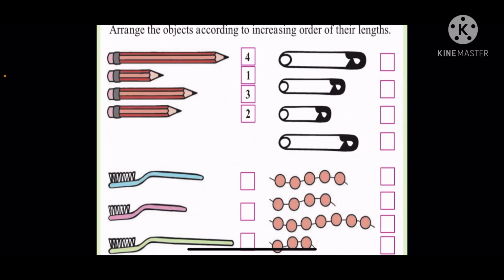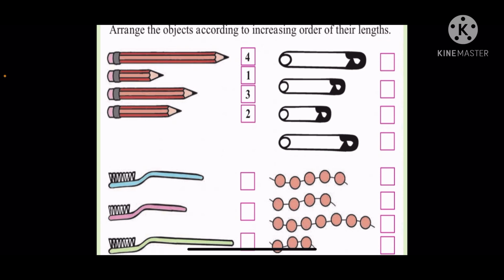Now we move on to the next question. Arrange the objects according to the increasing order of their length. Now children, here the first sum is already done and given for us, right? We have to arrange the objects given in their increasing order of their length. So since it is increasing order, we will start with the shortest object.